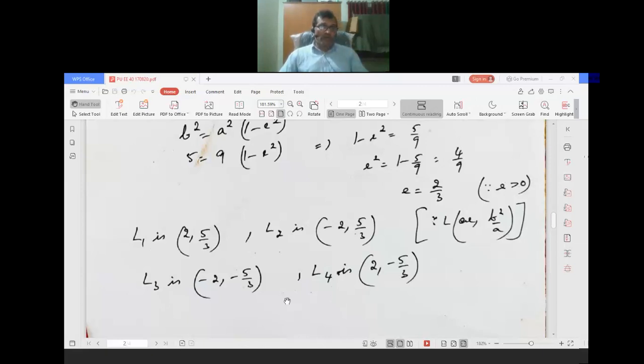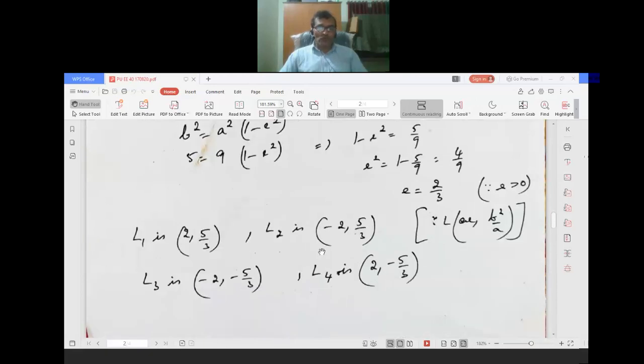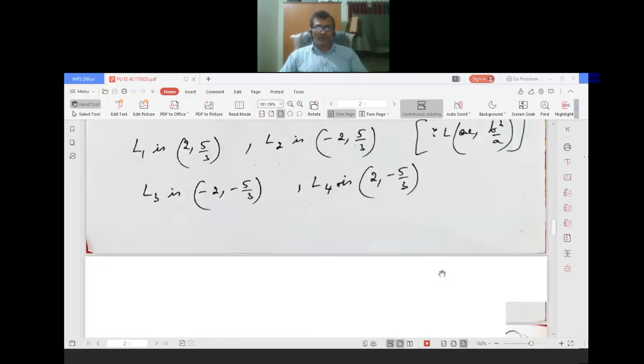So what happens here? L1 is 2 comma 5 by 3. L2 is minus 2 comma 5 by 3, and L3 is minus 2 comma minus 5 by 3, and L4 is 2 comma minus 5 by 3. Why? Because the formula is plus or minus ae, plus or minus b squared by a.